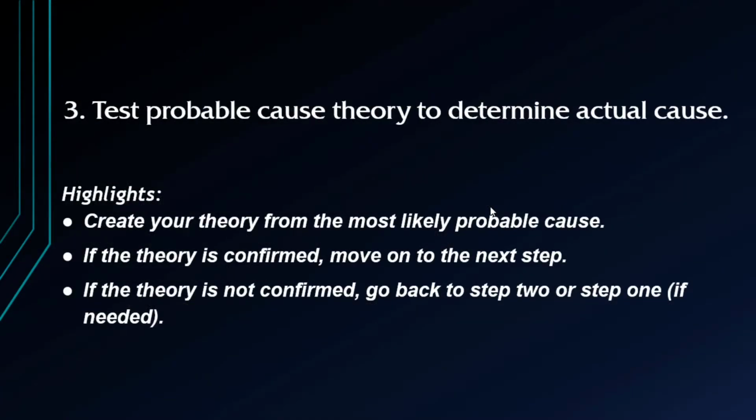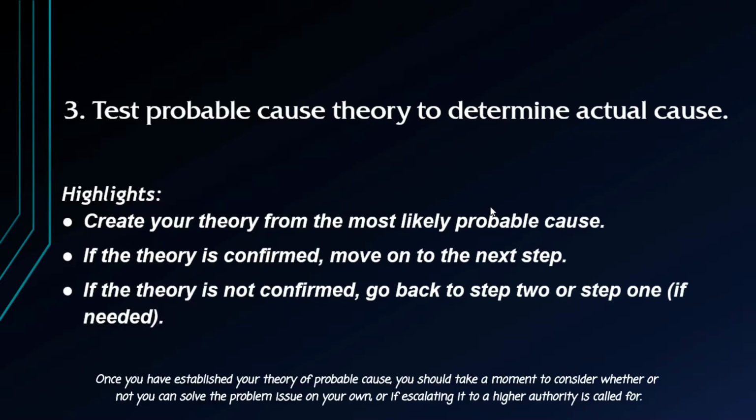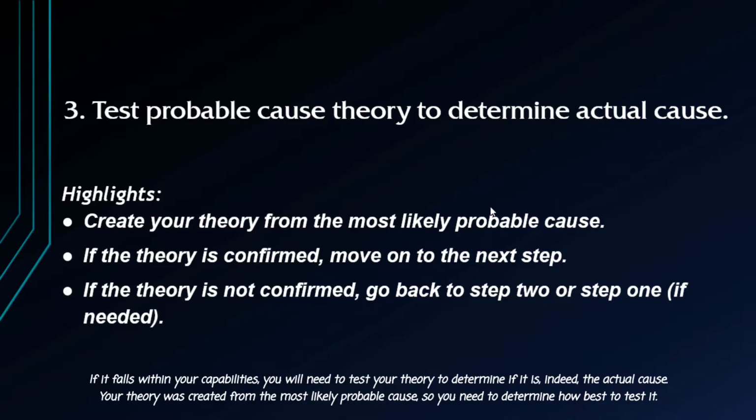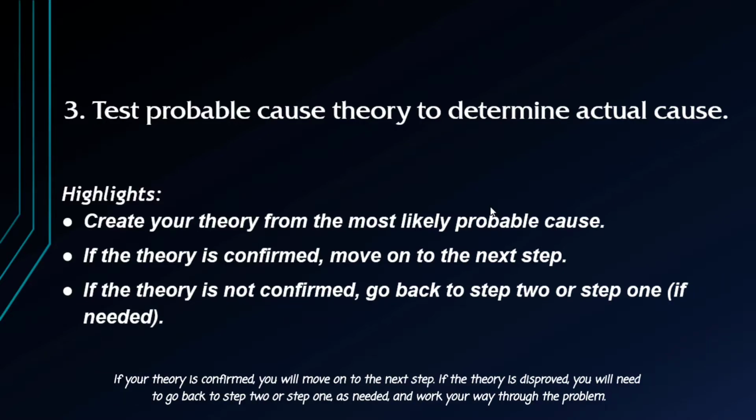Number 3, test your probable cause theory to determine the actual cause. Once you have established a theory of probable causes, you should take a moment to consider whether or not you can solve the problem on your own, or if escalating it to a higher authority is called for. If it falls within your capabilities, you will need to test your theory to determine if it is the actual cause. Your theory was created from the most likely probable cause, so you need to determine how best to test it. If your theory is confirmed, you will move on to the next step.